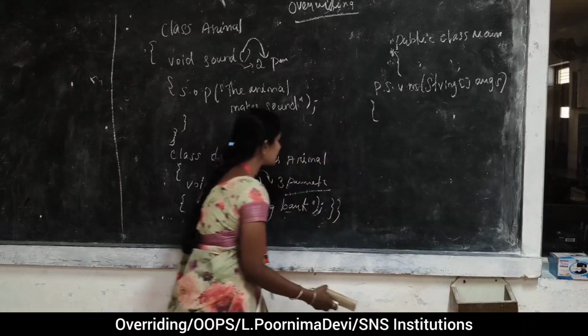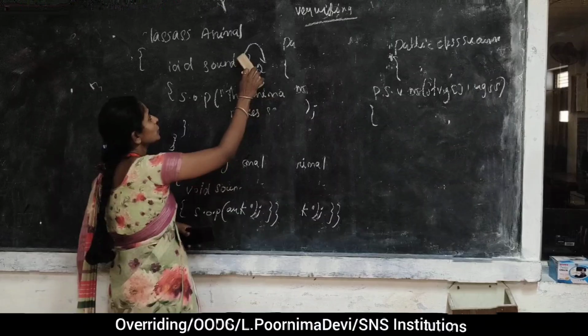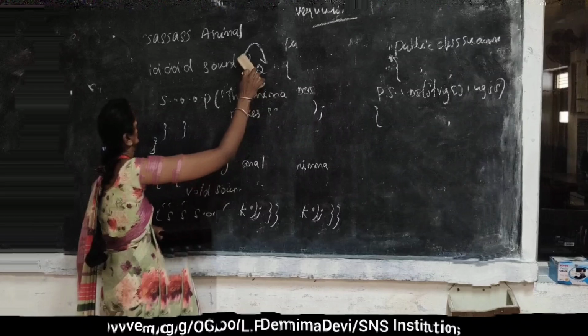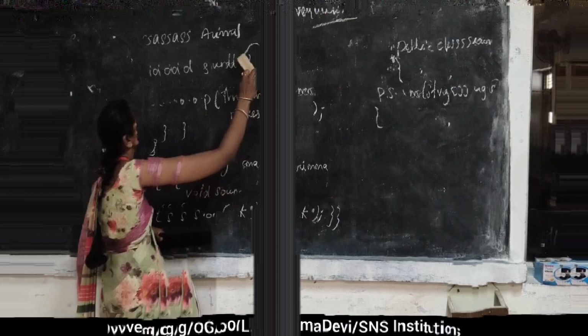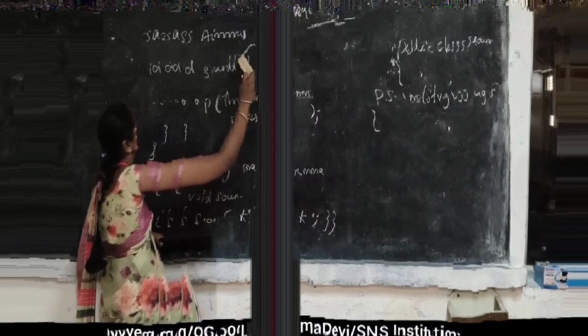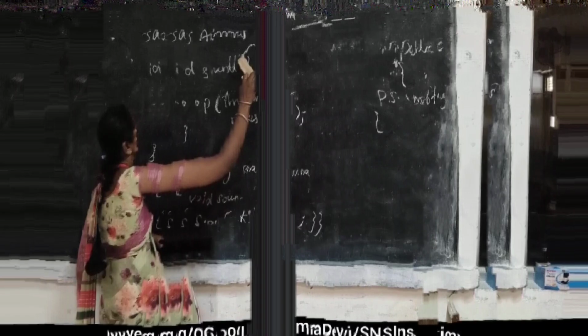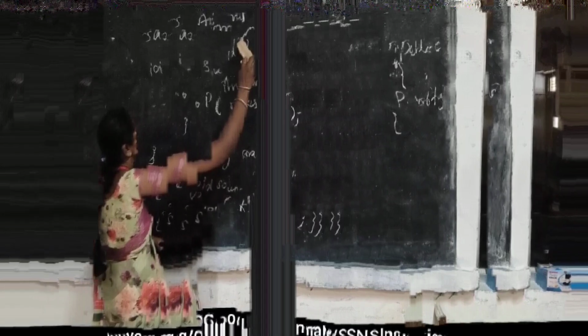But in method overriding, we use the same method name in two different classes. So I will write an example. Class Animal: this is the class, and Animal is the class name. Next, void sound, the method for the class Animal. In this I give the definition: the animal makes sound. So my class is Animal and my method name is sound. The definition is System.out.println the animal makes sound.